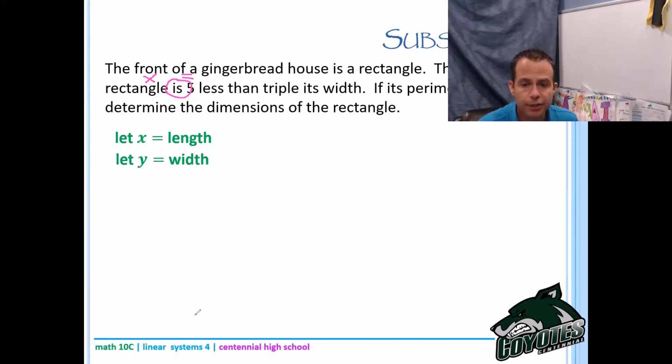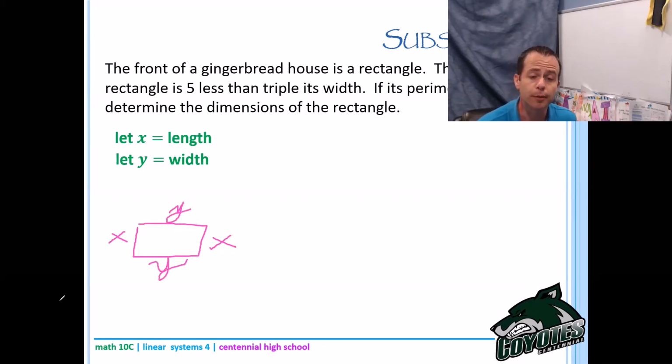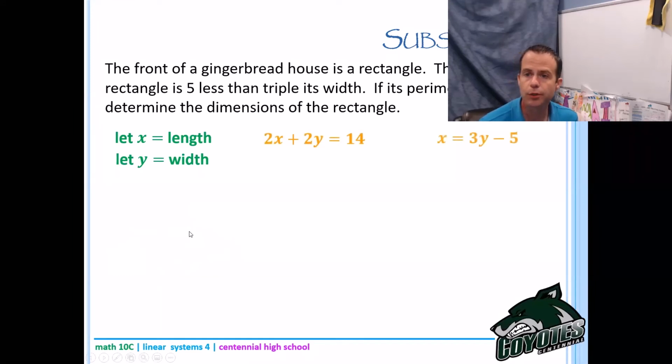Now, the other equation involves perimeter. Just remember, with perimeter, you're talking about a rectangle. Okay, so if I have a rectangle and I'm looking at the distance around it, I've got x and y. So that'll be 2x plus 2y equals whatever the perimeter is. In this case, the perimeter is 14. So I have 2x plus 2y equals 14, and I've got x equals 3y minus 5. I've now created my legend, and I've built my system.